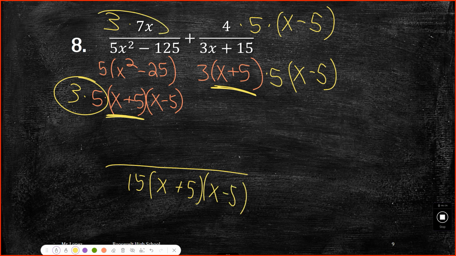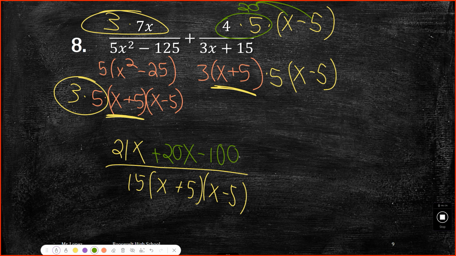This is what? What is this? 21x? Can we quickly go over here? 4 times 5, what's 4 times 5? Do this. 4 times 5 is 20. And then I'm going to distribute that 20, yes? Yes? So what is 20 times x? 20x. And what is 20 times negative 5? Negative 100.